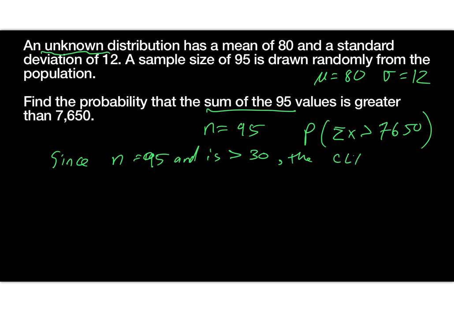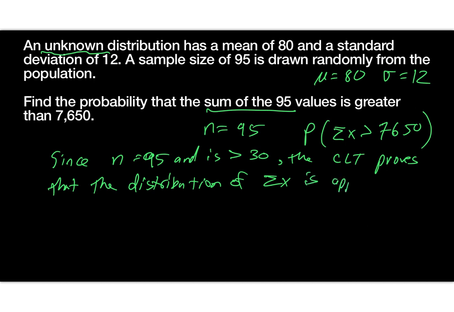The central limit theorem proves that the distribution of the sum of x's is approximately normal. To do what I'm going to do next without making that statement is bad math.